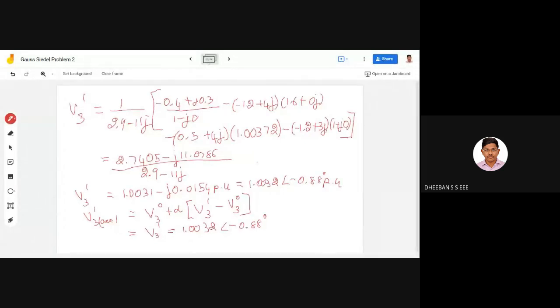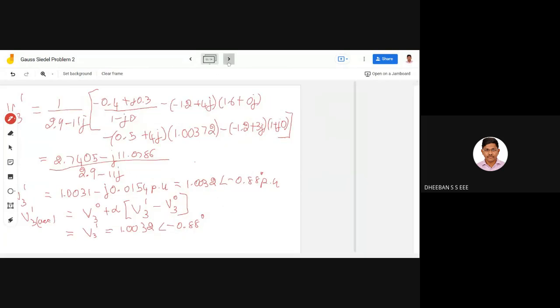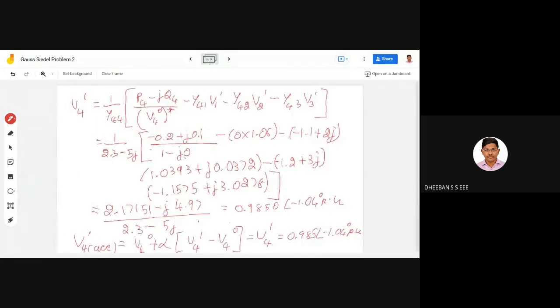So this is the calculation. You can check along with what you have worked out, and if you have worked it out, you can cross check with this value. Here we got the acceleration also as the same value, because alpha is 1. So moving on to V4, this value depends upon the previous voltage, so here it depends upon the V2 dash and V3 values.